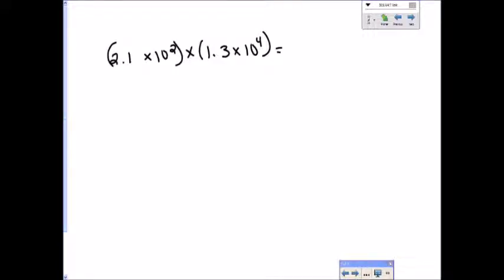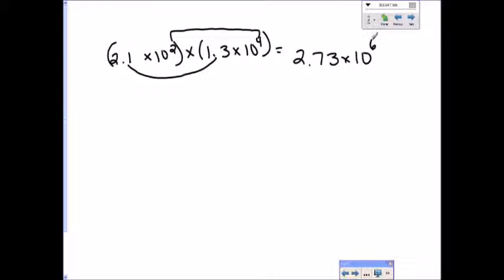All right, here's a problem for us to practice with. We have 2.1 times 10 to the second times 1.3 times 10 to the fourth. So the first thing you do is multiply these together, and that's going to give you 2.73. Now, you cannot leave off the powers. If you start with powers, you've got to end with powers. And what you do is you add these exponents. So we say 2 plus 4 equals 6. So my answer is 2.73 times 10 to the 6th power.